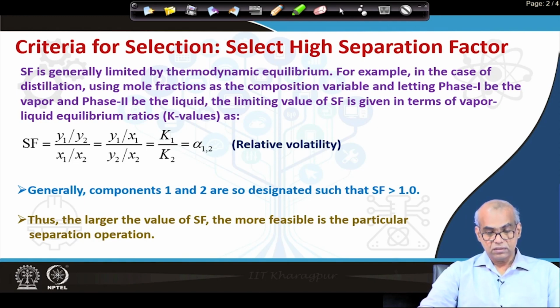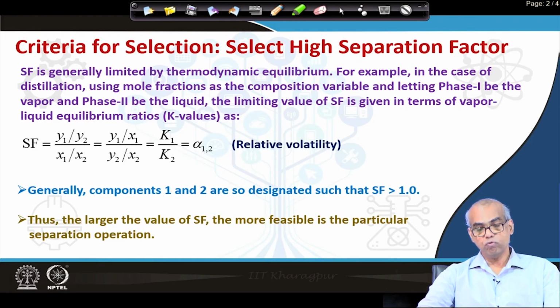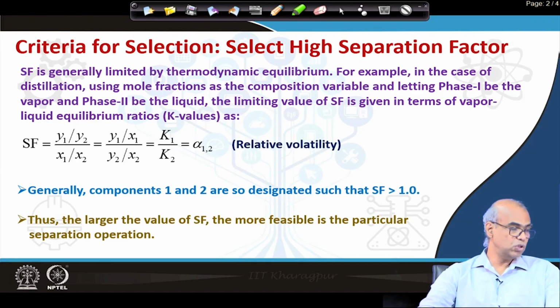In general, the components 1 and 2 will be so designated such that the value of the separation factor is greater than 1. So, the larger the value of separation factor, the more feasible is the particular separation operation. According to the definition of our separation factor, the high value of the separation factor will go in favor of that particular separation method.